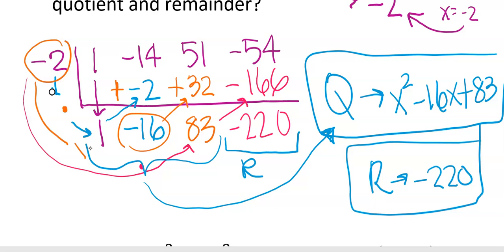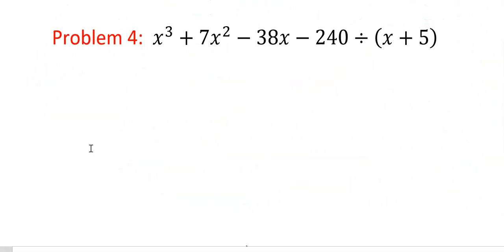If you want to write underneath what goes where, here's your number. Here is the one that goes with an x. Here's the x squared, and you would keep going. Then you would write it out. If that makes it easier, do that. Okay, so the next one's going to be much cleaner. But we are going to do another one.